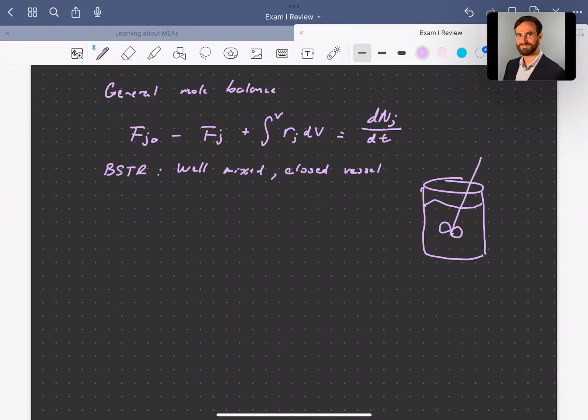So because of this, we have no flow rate terms in or out of the reactor. And we usually say it's spatially uniform, so the integral of the reaction rate with respect to volume can be written as just the product of the reactor volume times the reaction rate.